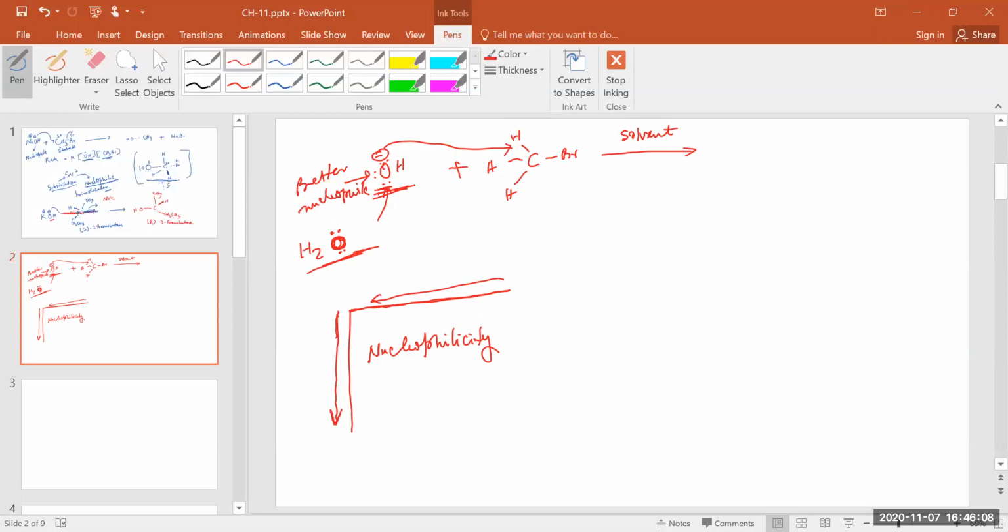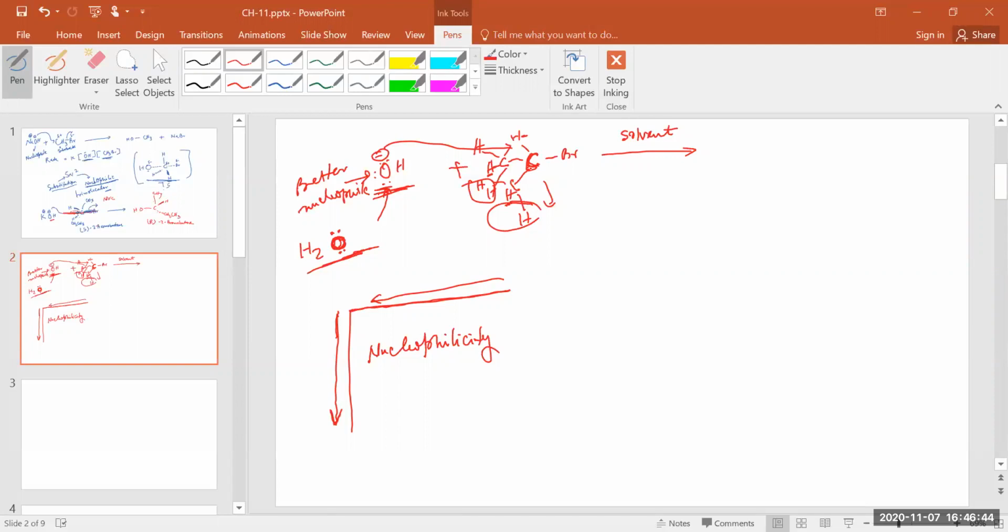Now here comes the next, the substrate. For the substrate, you see here hydrogens, they are very small. If you replace them with carbon, suppose here there is a carbon, then the carbons will create a crowd. Crowd means the nucleophile cannot approach the electrophilic carbon. So that will make the reaction tough.